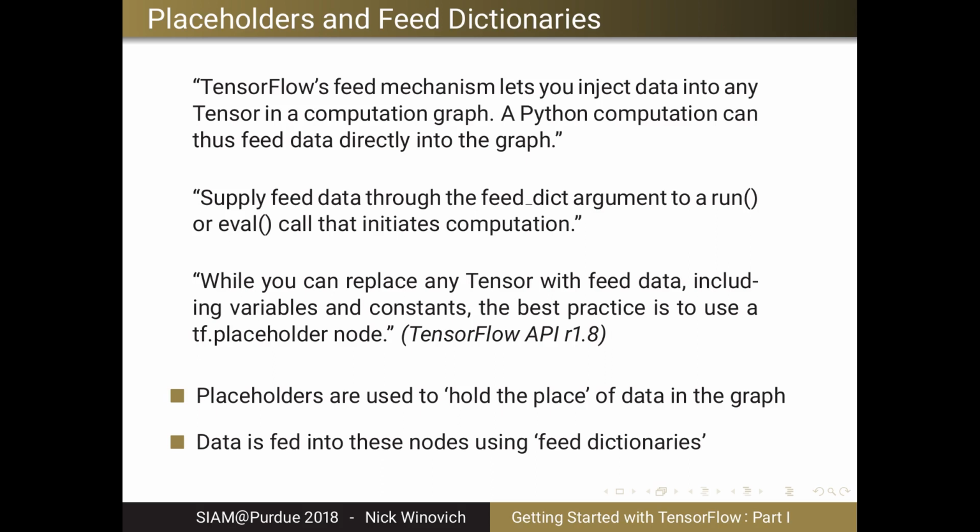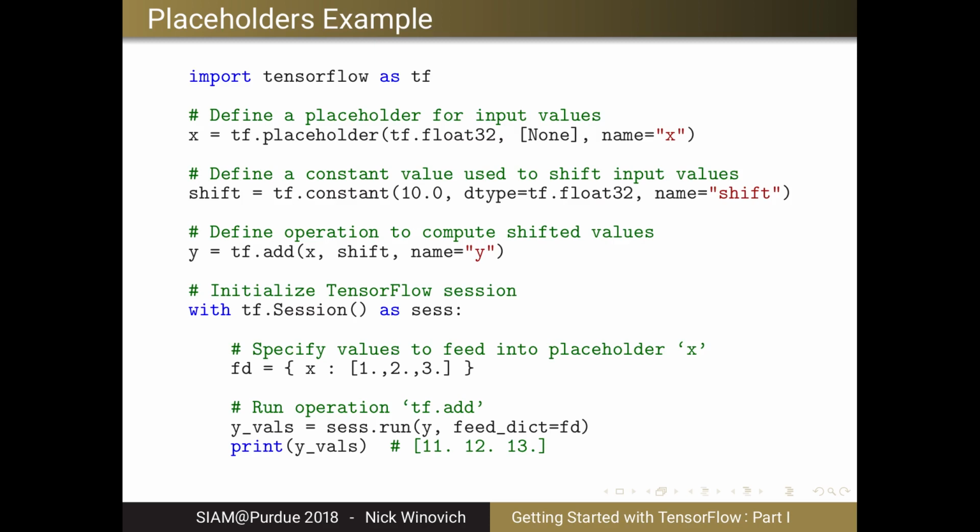So this is always fed to the graph, or given to the graph, in the form of a feed dictionary, which is just a way, as it suggests, of feeding information into the graph, and it's in the form of a dictionary. So feed dictionary, or feed_dict, is the way that TensorFlow does this. And a simple example here: maybe we just want to shift some values. So we define a placeholder that will store some values. It does not know what those values are yet. We'll have to provide that to the graph.